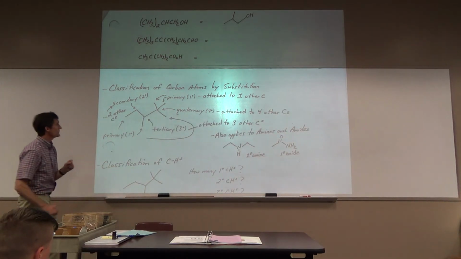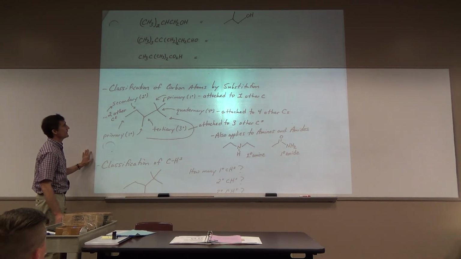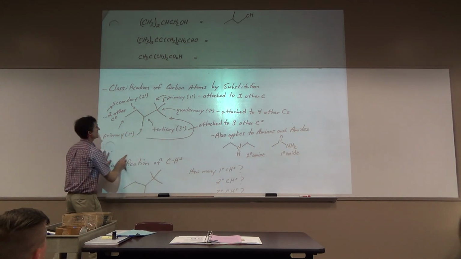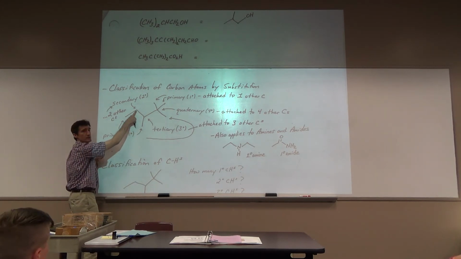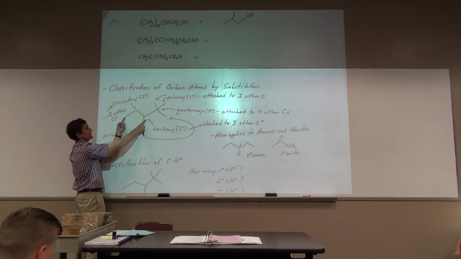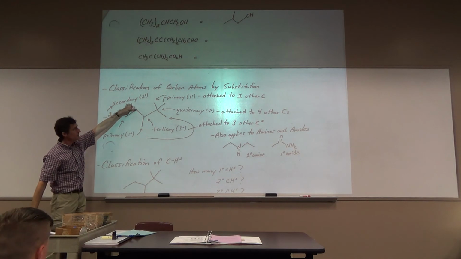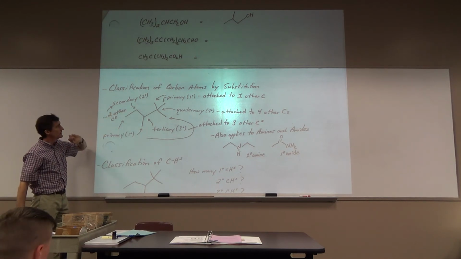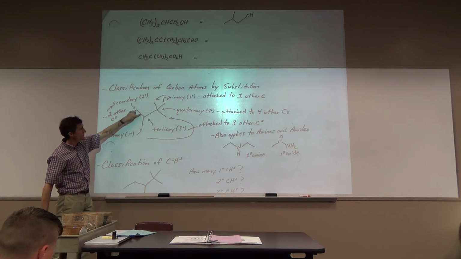Classification of carbon atoms by substitution. This is analogous to primary, secondary, tertiary amines. You can also do this with carbon. Look at this alkane. This is called a secondary carbon. Why? Because it's bonded to two carbons. This is called a primary carbon. Why? Because it's bonded to just one carbon. That's a tertiary carbon because it's bonded to three.